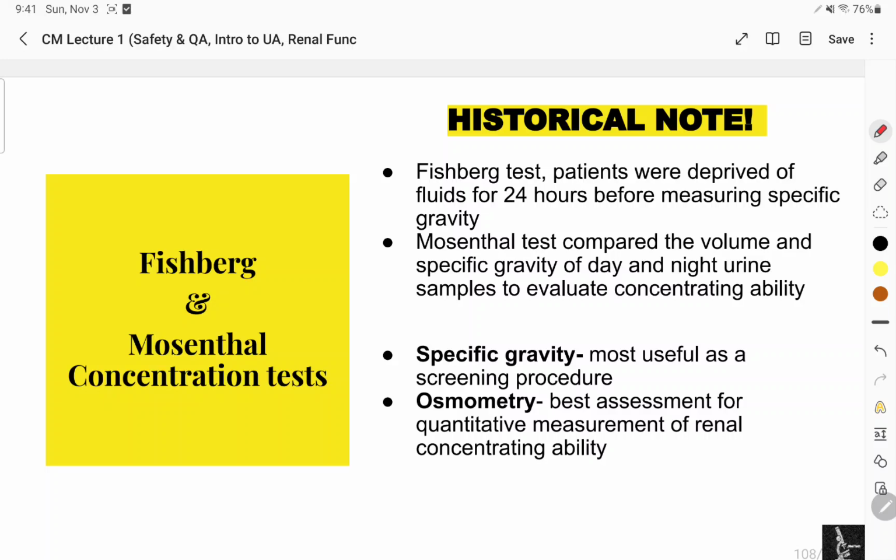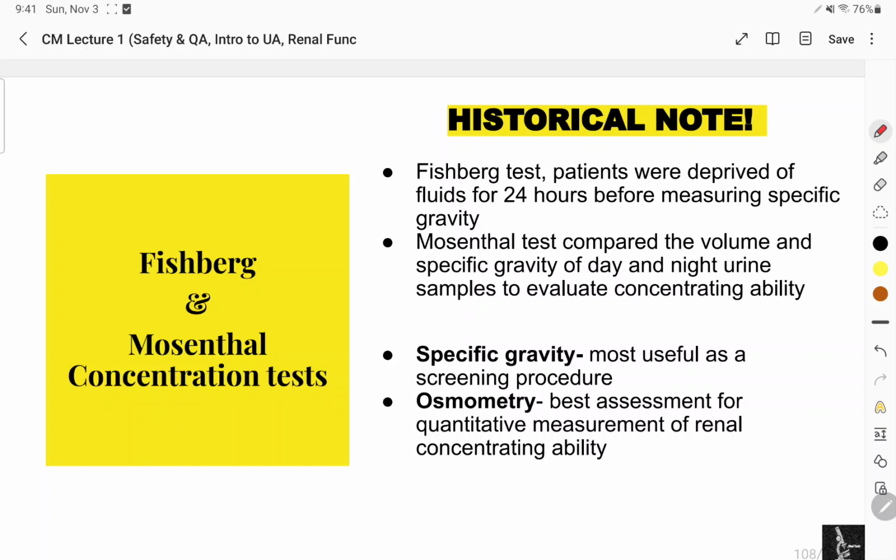So ang tawag ani ang expected nga result, of course, dapat taas imong specific gravity, diba? Kaya gaman kag tubig, puros na lang man ang mga analytes, sediments na din ha. On the other hand, Mosenthal test. So, ang himno ni Mosenthal, kaya i-compare ang volume and specific gravity sa buntag o sa gabi nga urine.